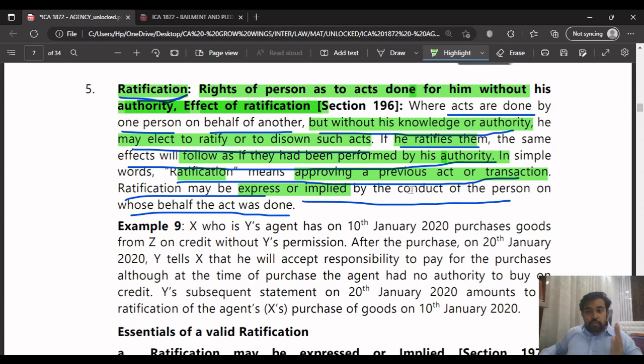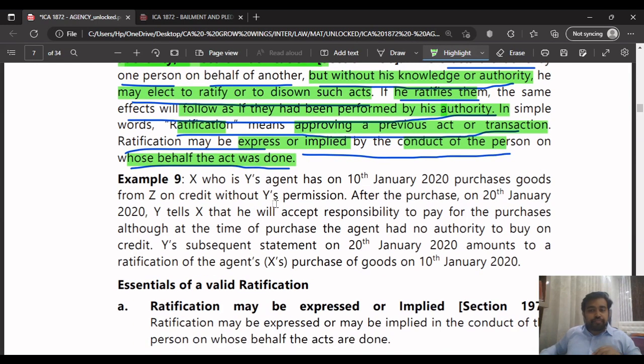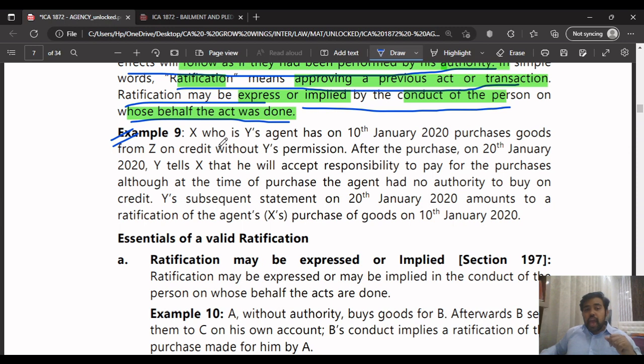Ratification may be expressed or implied by the conduct of the person on whose behalf the act was done. Okay. Now coming to the example for ratification, mode of ratification. What does it say? X, who is a vice agent as on 10th January 2020, purchases goods from Z on credit without vice permission.